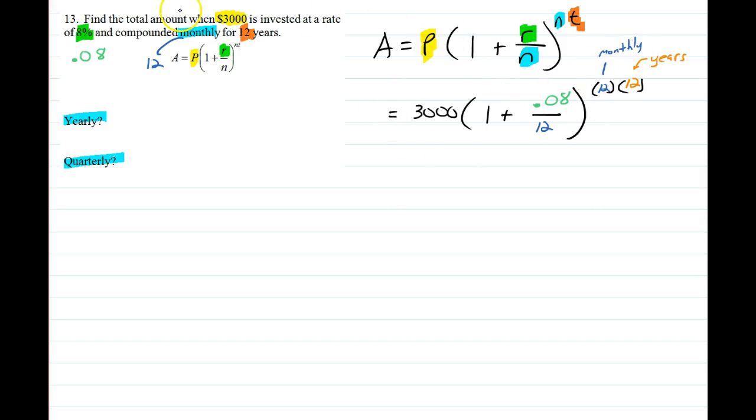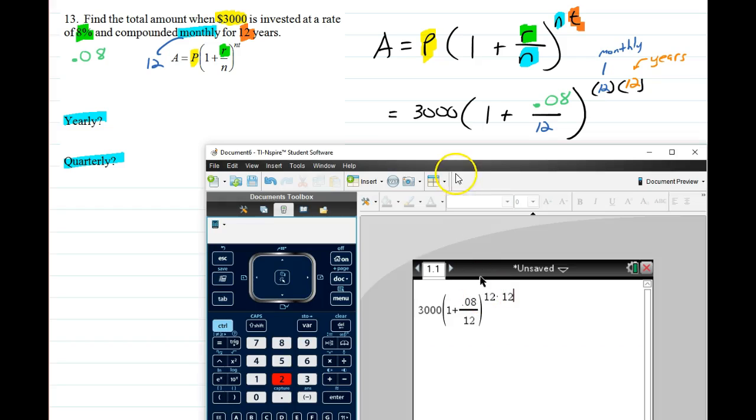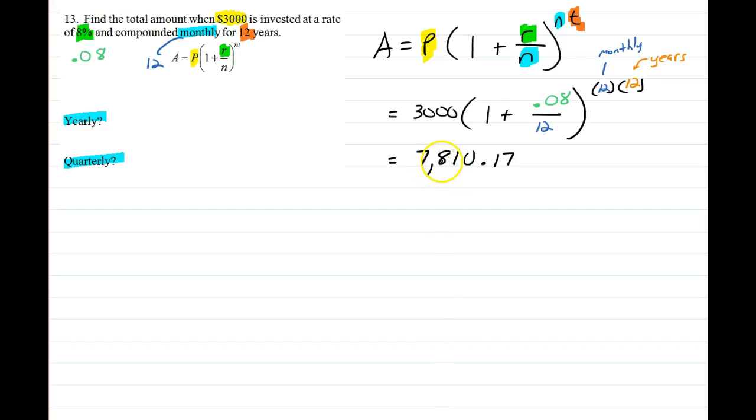And so we'll just put that into our calculator. So you can see on my calculator, I made it look exactly like what I wrote down. And so that gives us 7,810.1677. Since we're talking about money, we will round to the nearest hundredth. So that becomes $7,810.17. Since we are talking about money, we'll include the dollar sign. And that's what happens when it's invested monthly, or compounded monthly.